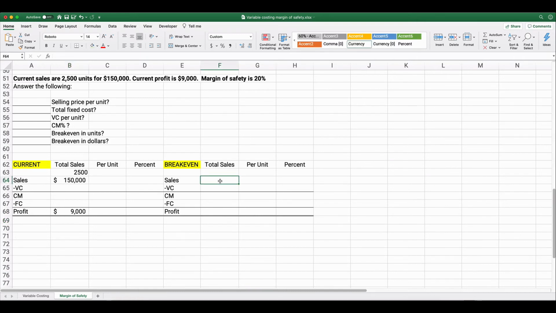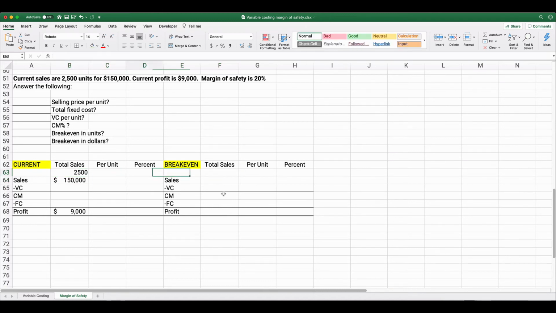Our margin of safety is 20%. Now, what do we do with this 20%? We can reduce our sales in dollars by 20%, or we can reduce our sales in units by 20%. Both of them reduced by 20% will hit the break-even point.